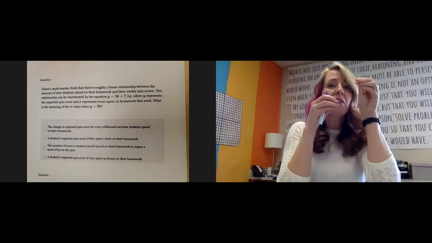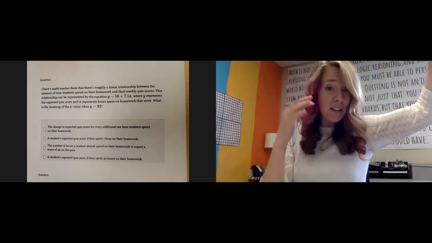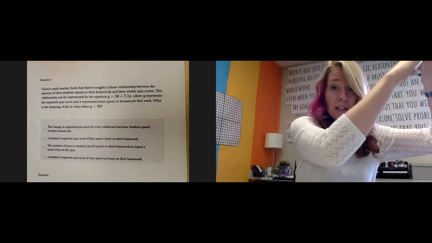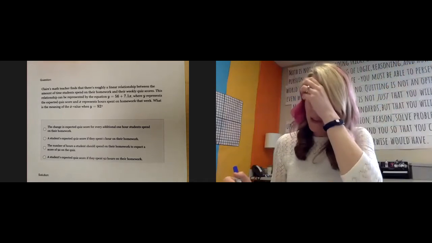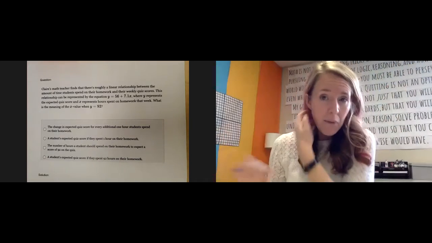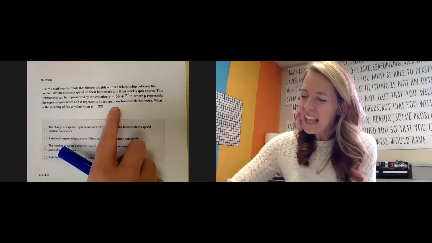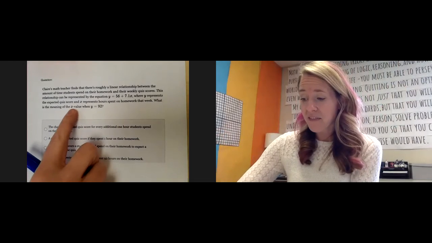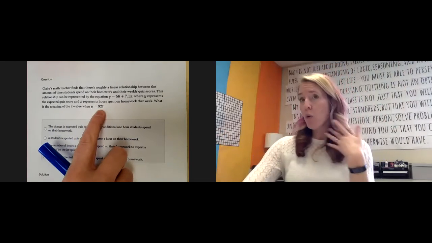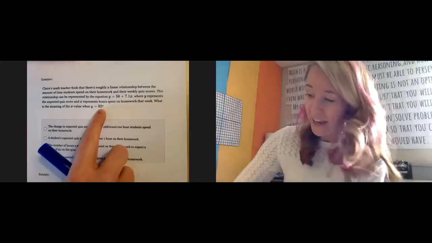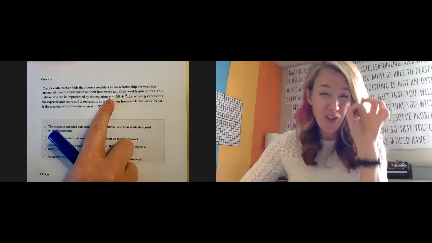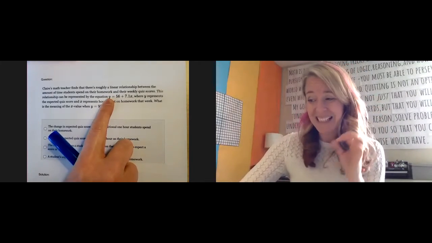The more I study, the better I do. And that gives me my nice boring slope, and it's a predictable relationship. I wish life were that simple. It's not, but in this story problem it is. So it says, what is the meaning of the X value when Y equals 92? Oh, okay. So now they're saying Y, the result, the score on my quiz, is 92.